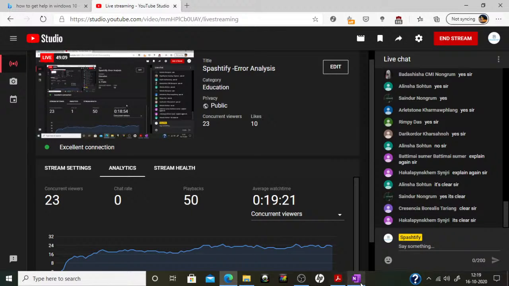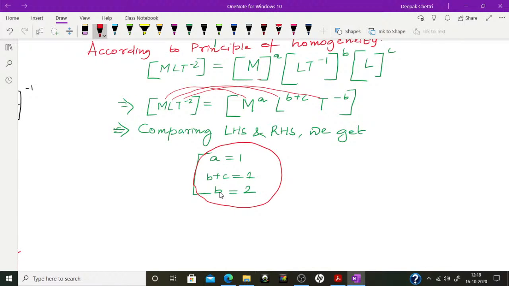Okay, so now a is 1, b is 2, but we don't know the value of c. So how will we find the value of c? We have to put this value of b in the second one. So b plus c is equal to 1, they are saying. So instead of b, if I put 2, then 2 plus c must be equal to 1. So c must be equal to 1 minus 2, which is minus 1. Okay, so a is 1, b is 2, c is minus 1.